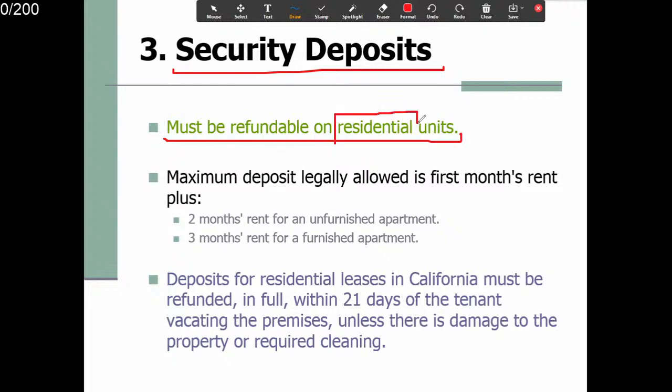OK，security deposit 定金的方面怎么去处理呢？Must be refundable on all residential units. Notice the word residential. Okay, commercial, different animal. It could be refundable, it cannot be refundable, depending on how you write the lease. 所以呢，住宅的话必须要退这个定金给房客的，但是商业的话都不一定，看看协议怎么写。Maximum deposit legally allowed: OK，定金可以空房子的 unfurnished apartment 2 months，furnished apartment 3 months.